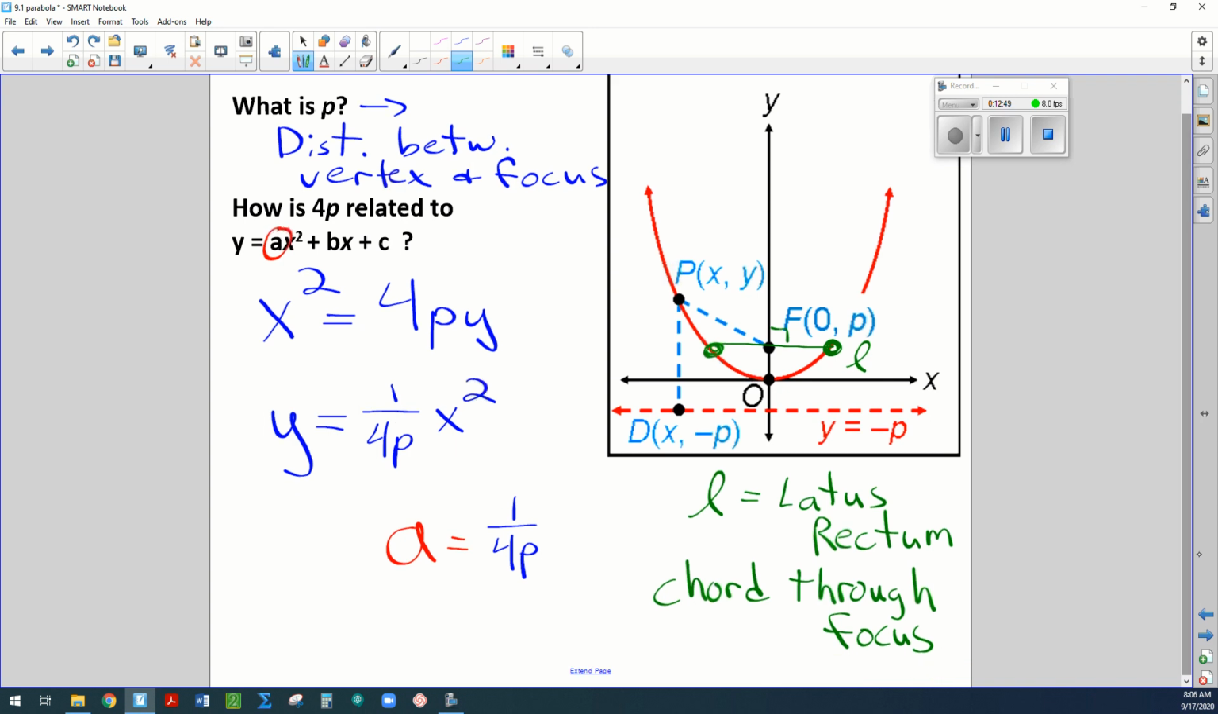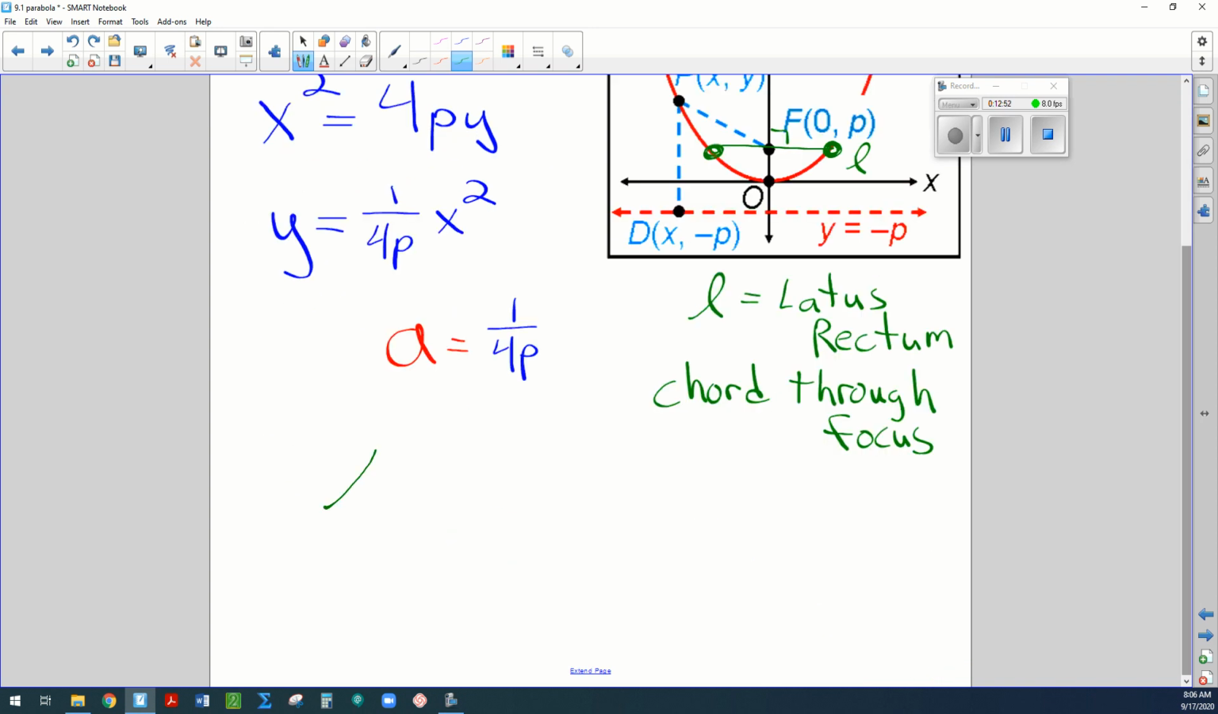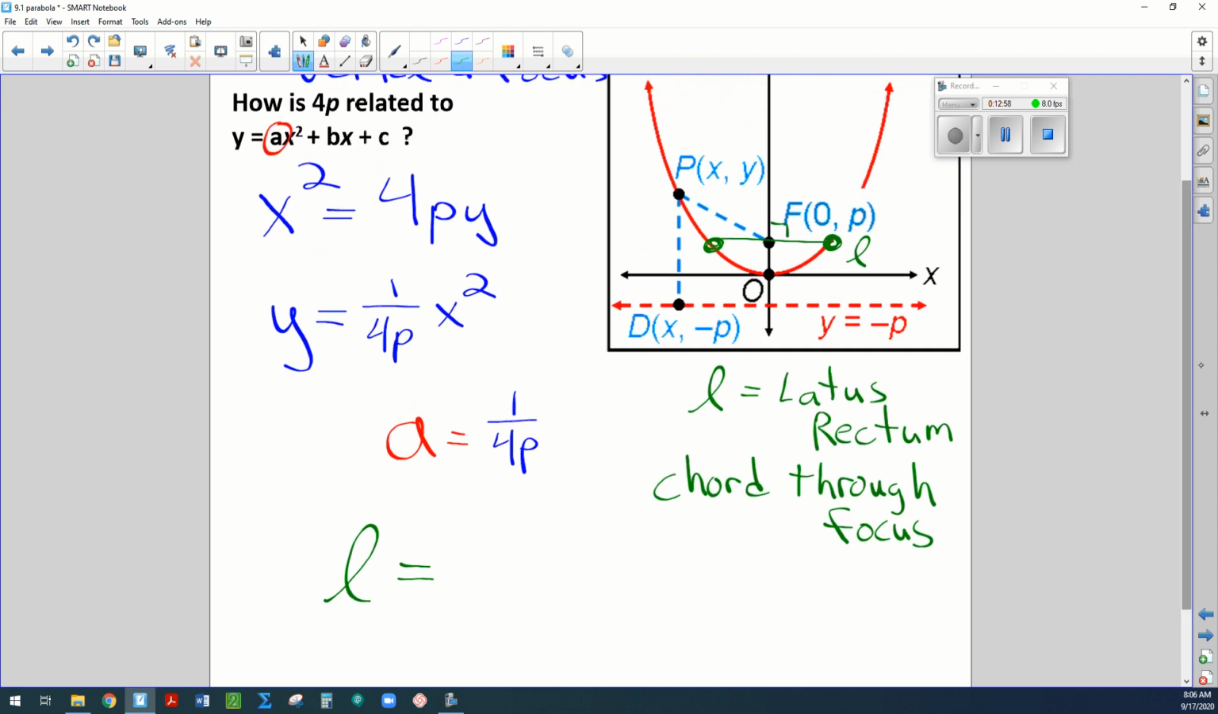And the question I have for you is, what would the latus rectum length equal as a number or as an expression? So you can pause the video and see if you can play with that. Based on the definition, we know that the focus is at p, which means that the directrix is p away. So the distance from the focus to the directrix is 2p.